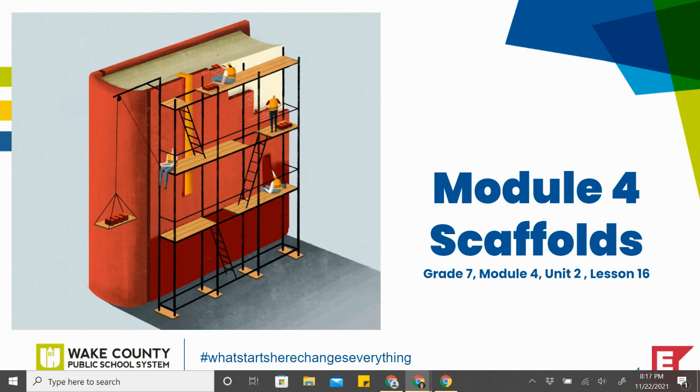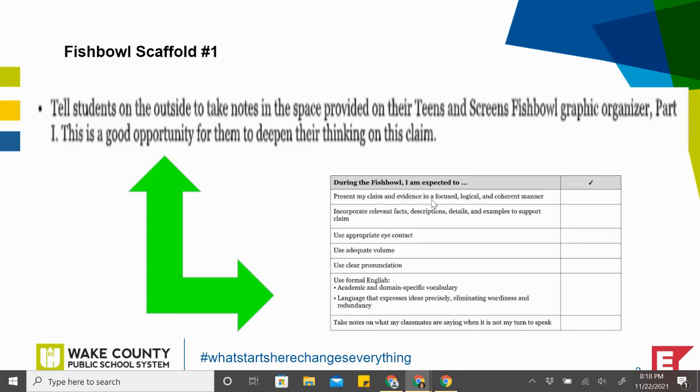Throughout this learning opportunity, we'll focus on examples of scaffolds that already exist within EL Education lessons, using Lesson 16 from Grade 7, Module 4, Unit 2, as well as determine where additional scaffolding may be necessary in order to meet the needs of your students.